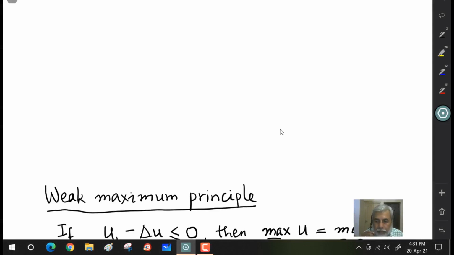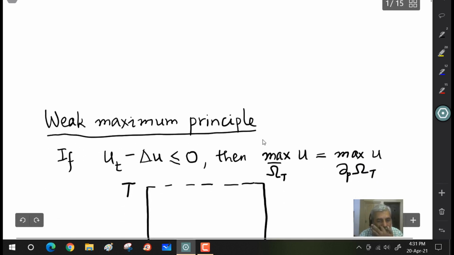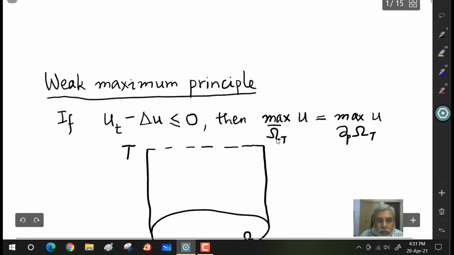In the previous lecture, we were discussing the weak maximum principle for the solutions of the heat equation. We were in the finishing part of that proof. So let me just recall again. What is the weak maximum principle?